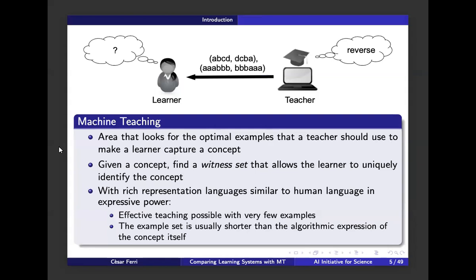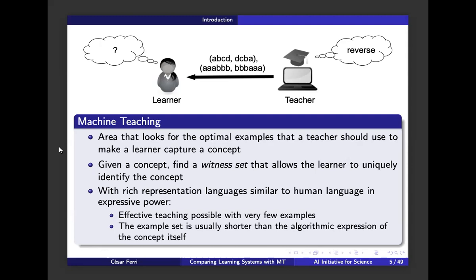The key idea of this comparison is based on a quite new framework that is called machine teaching. Machine teaching can be seen as an inverse problem of the machine learning setting. In machine teaching, the goal is to find the minimal set of examples with which we are able to teach a concept, to teach a problem.